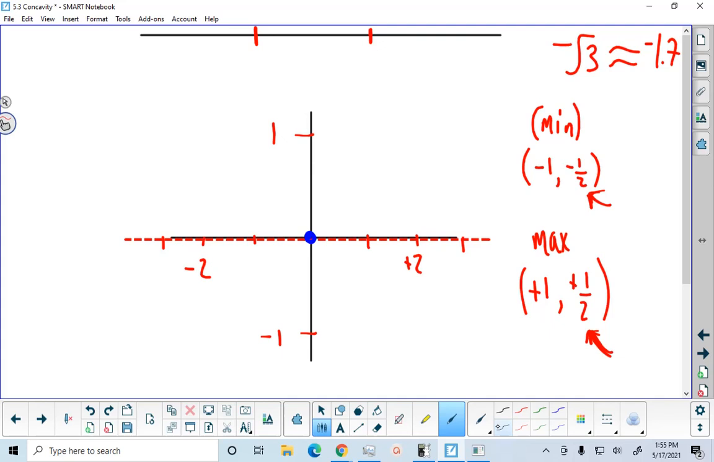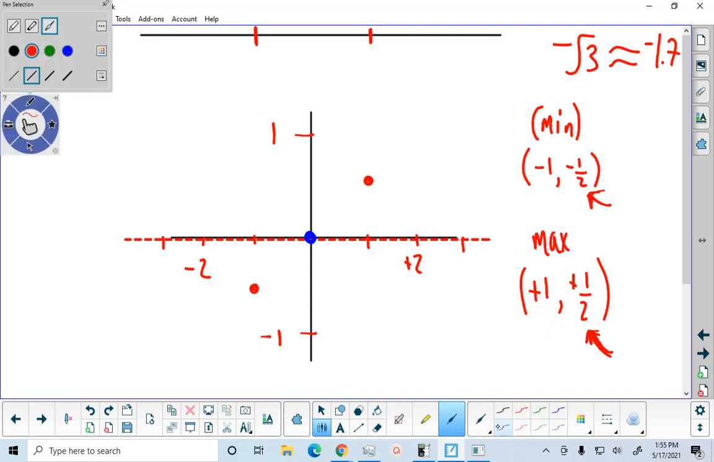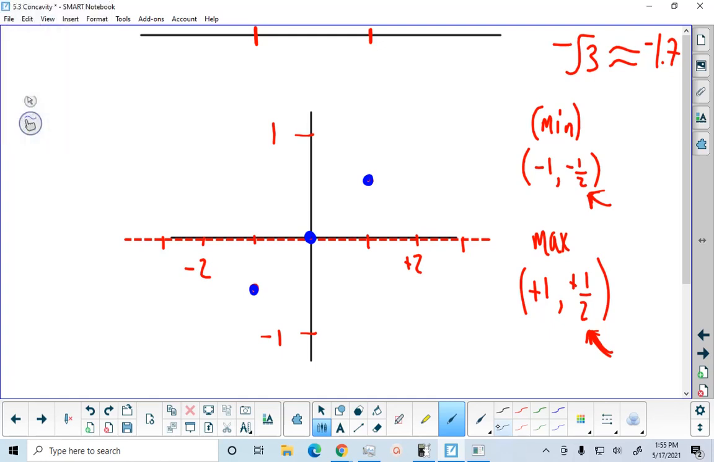Okay, so let's plot these points. Negative 1, comma, negative 1/2 is about here, and that is a minimum. Positive 1, positive 1/2 is about here. I talked about this when we talked about symmetry and graphing before. If you were to connect these 3 blue points, they should form a nice straight line if you've scaled things properly. Okay, what about the inflection point?